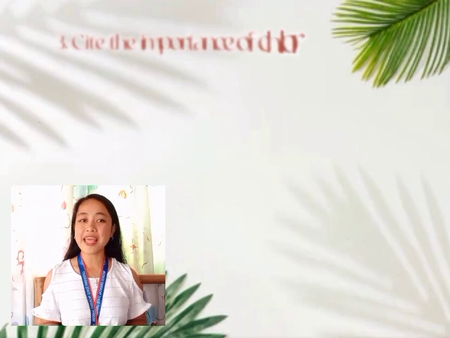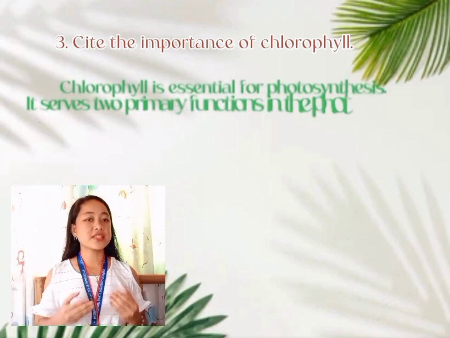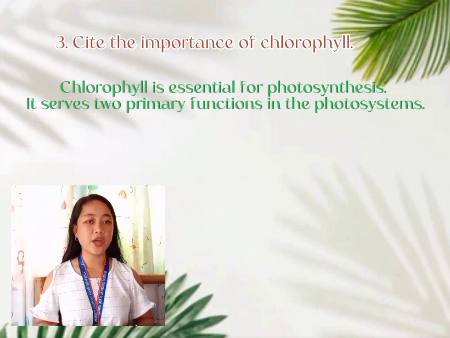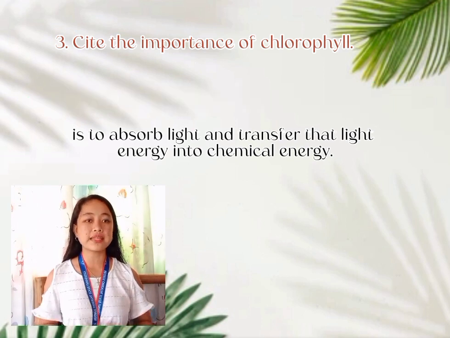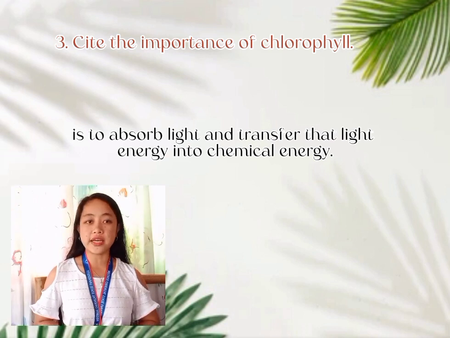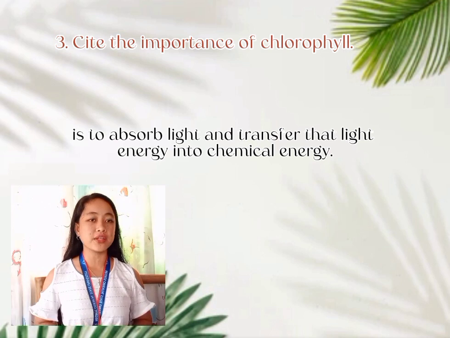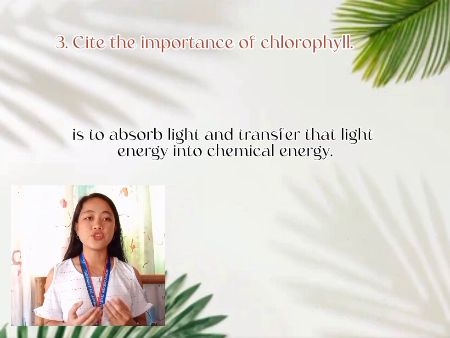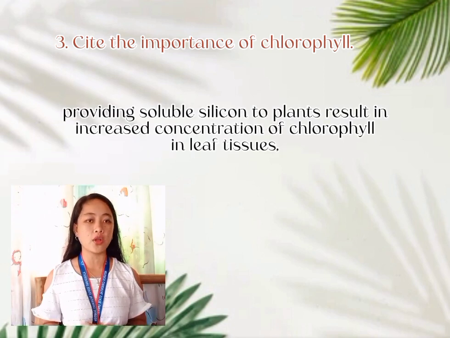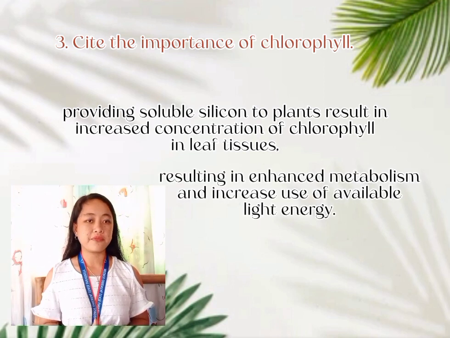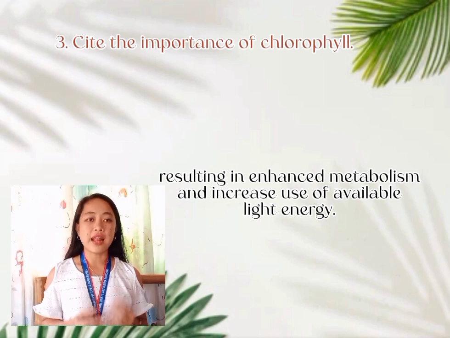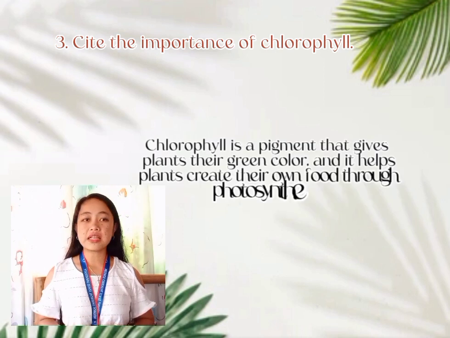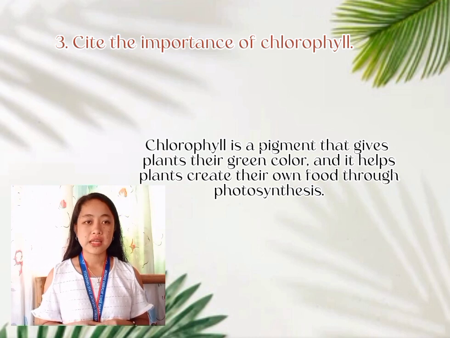And question number 3. Cite the importance of chlorophyll. Chlorophyll is essential for photosynthesis. It serves two primary functions in photosynthesis. The major function of chlorophyll is to absorb light and transform that light energy into chemical energy. There is more than one type of chlorophyll. Each type plays a different role and has a unique chemical structure. Note that providing soluble silicon to plants results in increased concentration of chlorophyll in leaf tissues, resulting in enhanced metabolism and increased use of available light energy. So, chlorophyll is a pigment that gives plants their green color, and it helps plants create their own food through photosynthesis.